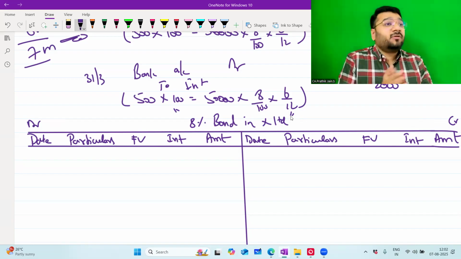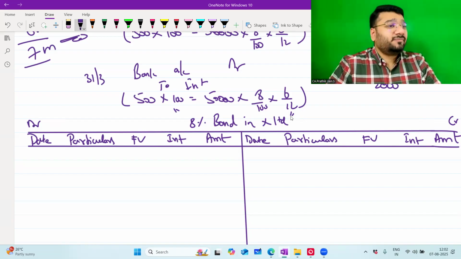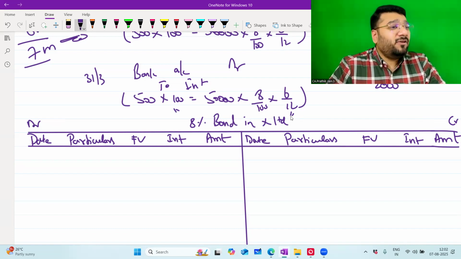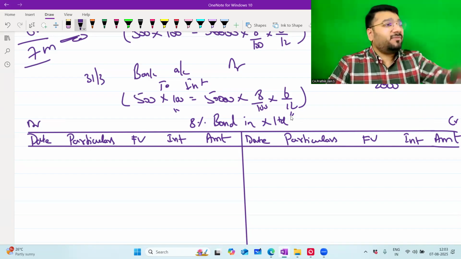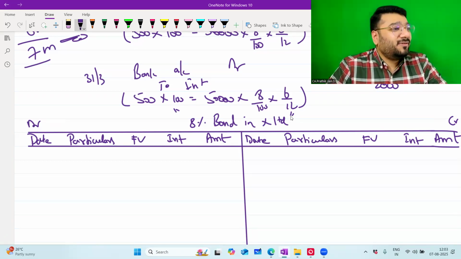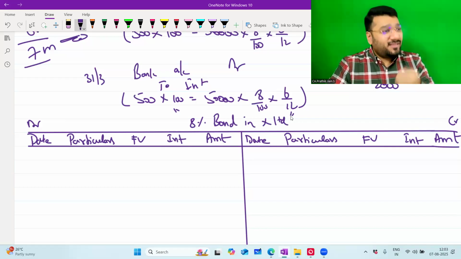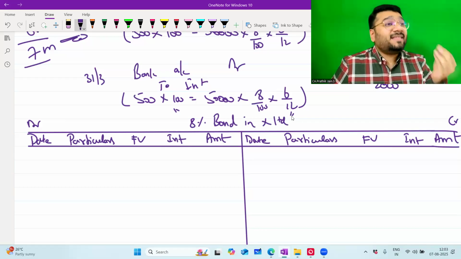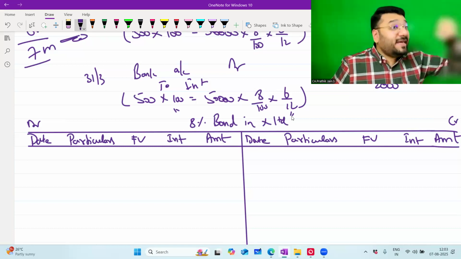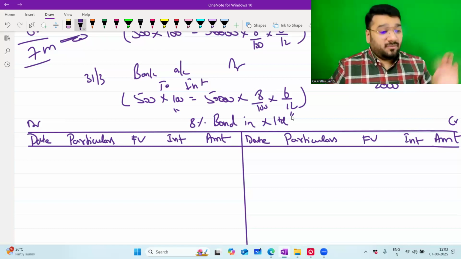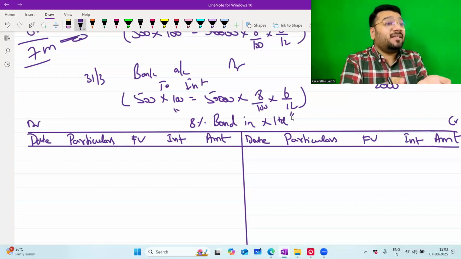Very, very important point. I said for each class of investment, 8% bond, 9% bond, 10% debenture, for each class of investment, separate ledger. Don't be stingy, recording everything in one ledger.